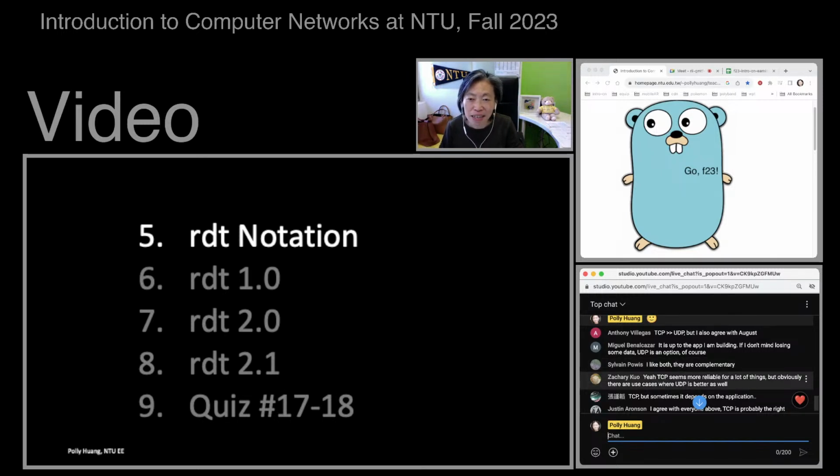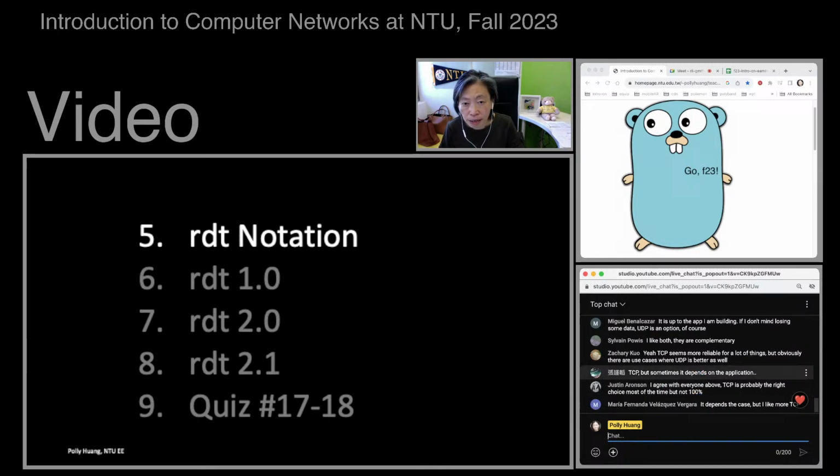Zach? Yeah, TCP seems reliable, convenient. But obviously there are cases where UDP could be better. Kaze, Jintao here, TCP, but depends. Okay, those who say, yeah, depends, you guys are qualified being an engineer. When you're designing a system, a lot of times the best solution depends on exactly the workload you have in hand or the QoS requirement. And Maria says it depends, but you like TCP better, right? It's got a rich set of functions.